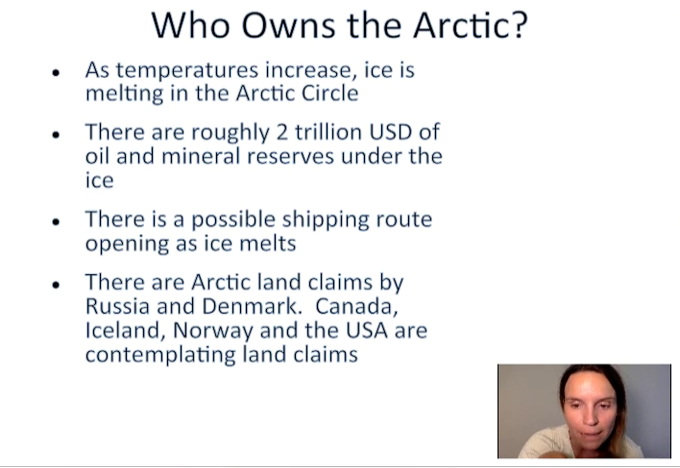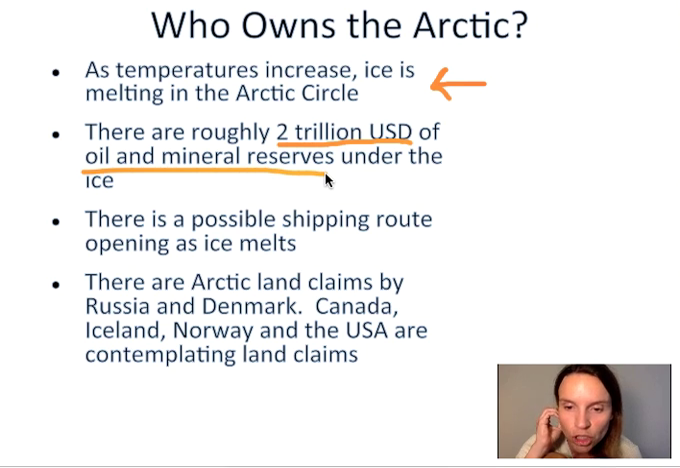A really good example of this is the Arctic Circle, because due to the dynamic nature of our planet, especially in the face of climate change, the geography of the Arctic Circle is changing really fast. Ice is melting really quickly, and there are roughly $2 trillion of oil and mineral reserves underneath that ice. So an area where there didn't used to be a lot of use valuation questions is opening up for both the mineral reserves and the shipping route that's possible up there.